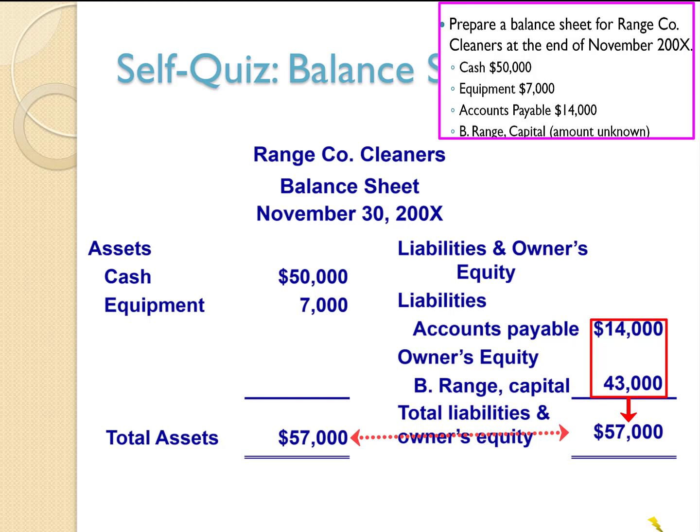Now in the real world, you would just go and look in your records to find the capital account. You would not have to calculate it. However, the reason that the authors make you calculate it is because it's a really good learning exercise, and make sure that you understand how the accounting equation works.